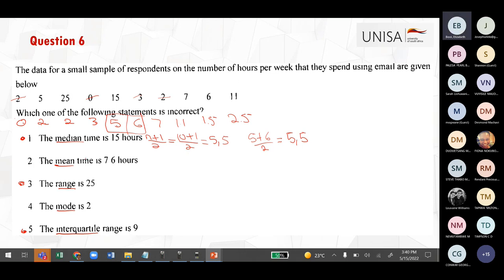The mean is the sum of all of them. So add all of them and divide by how many they are, or you can go and use your calculator.